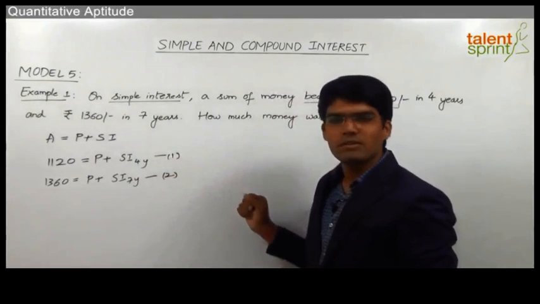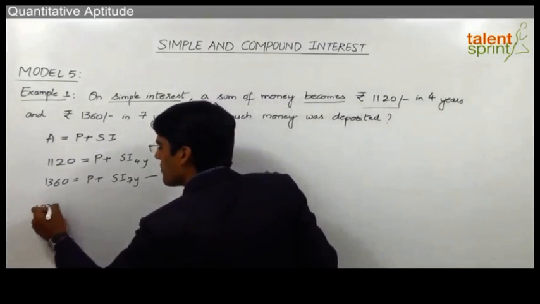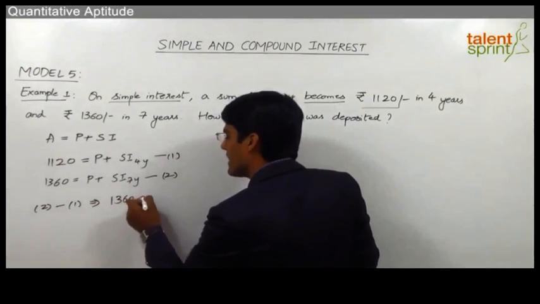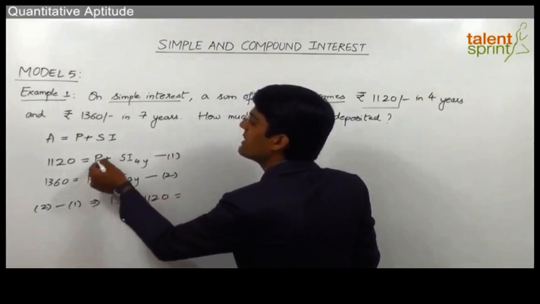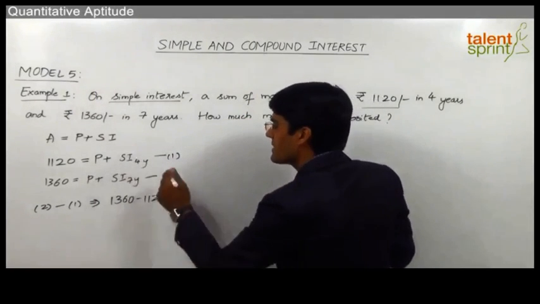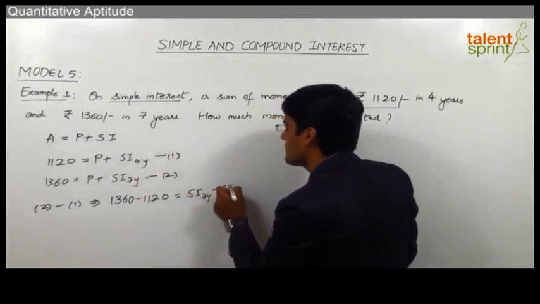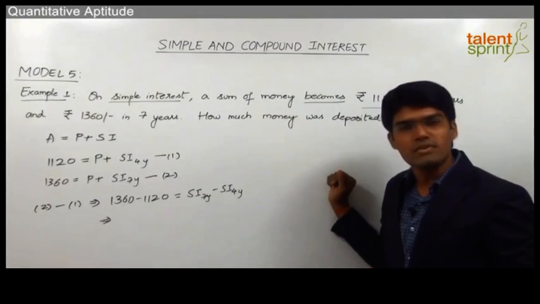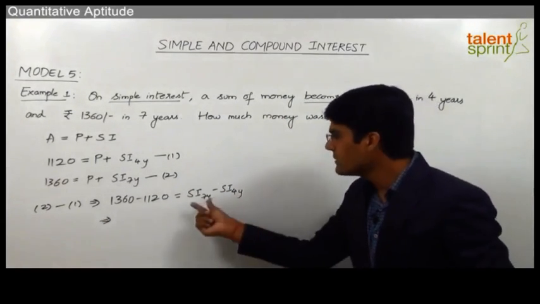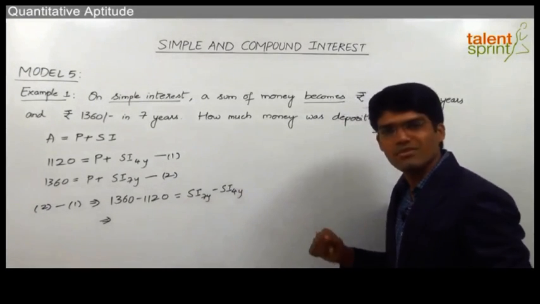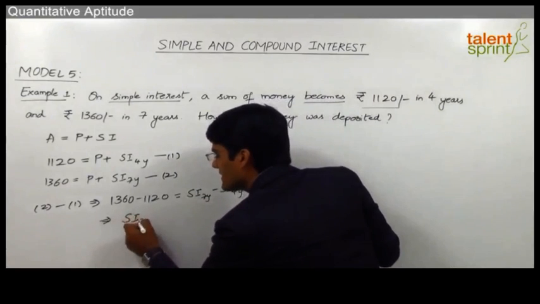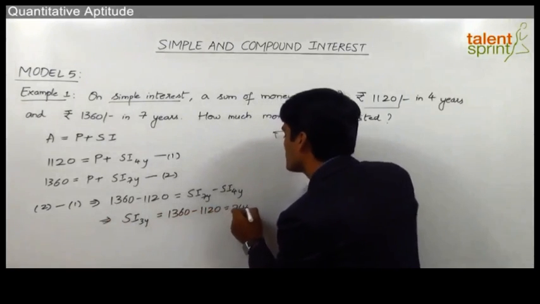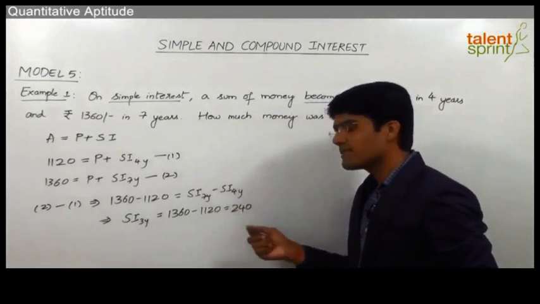Now by finding out the difference of these two equations, that is equation 2 minus equation number 1, we can say that 1360 minus 1120 should be equal to principal, and principal gets cancelled, simple interest of 7 years minus simple interest of 4 years. So now we can very clearly understand that simple interest of 7 years minus simple interest of 4 years is simple interest of 3 years. That is nothing but 7 years interest minus 4 years interest. So we get the interest for 3 years. So simple interest for 3 years is equal to 1360 minus 1120, which is equal to 240 rupees.